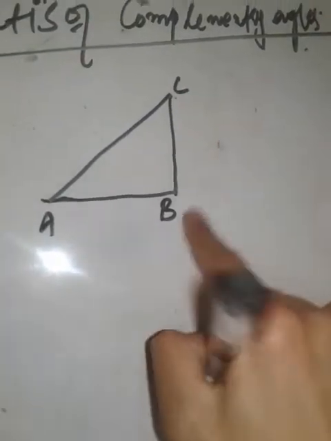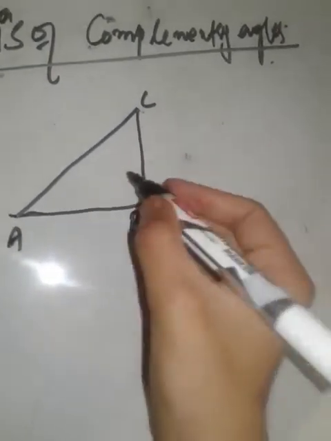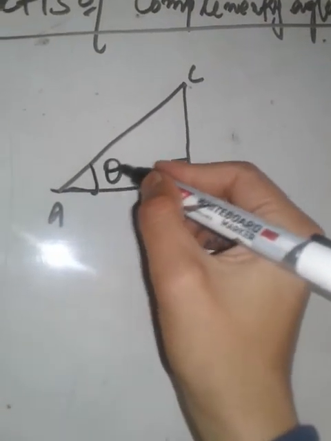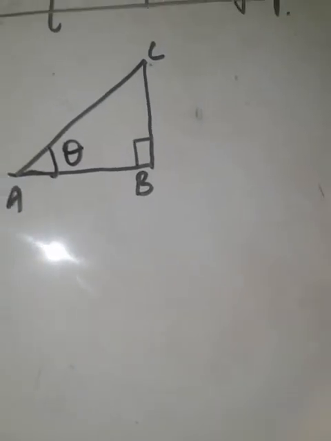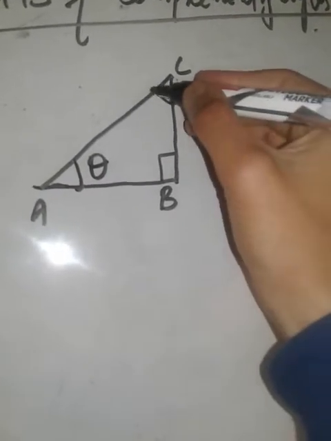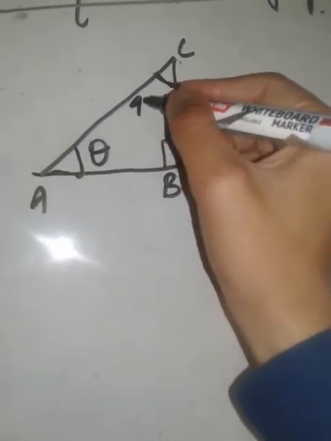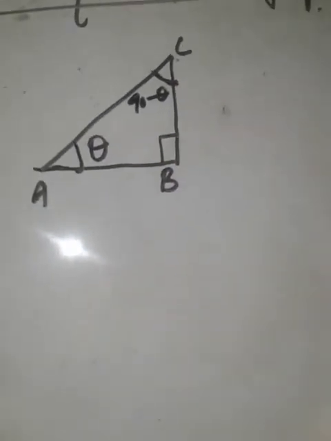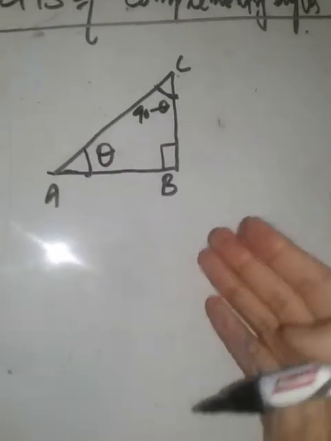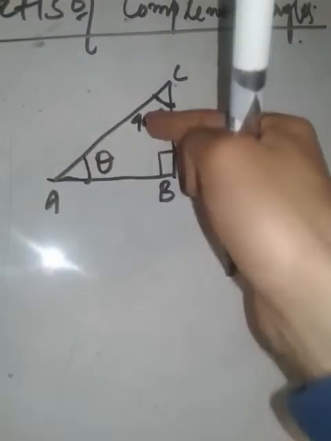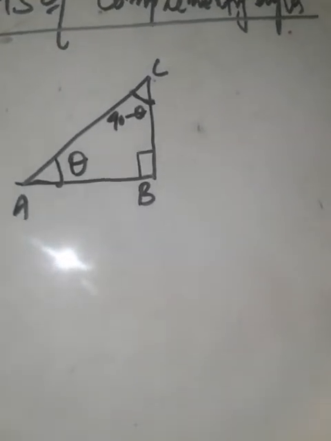ABC, right angled at B. This angle is 90 as this is a right triangle. Let this angle be theta. So what would be this angle? This angle will be 90 minus theta. Why? Because the sum of angles of a triangle is 180. If this is 90, this is theta, this is 90 minus theta.